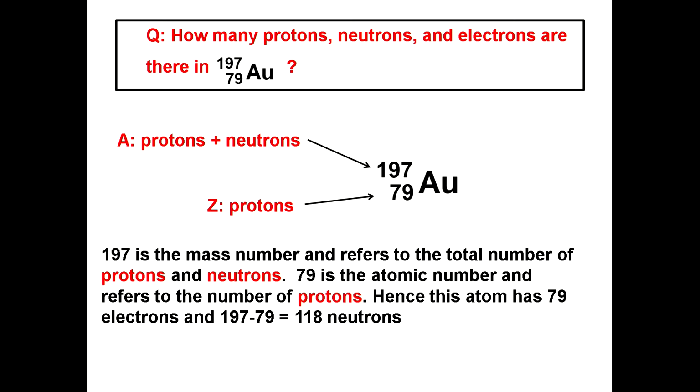Okay, so here we introduced two numbers. One is called the atomic number of the atom. Another is the mass number of the atom.